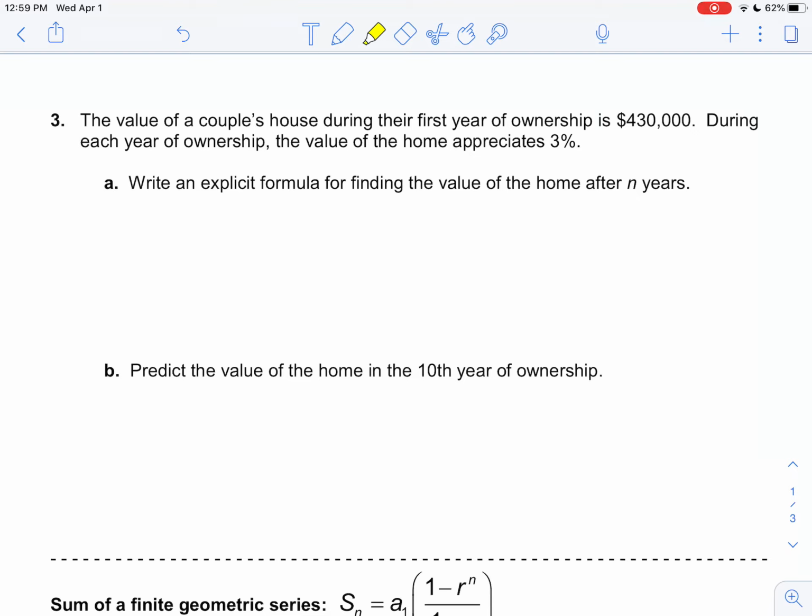Let's jump into page 2. This is 10-3, day 1. Okay, I'm not going to write it. So let's take a look at this problem here.